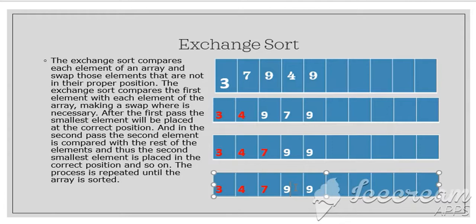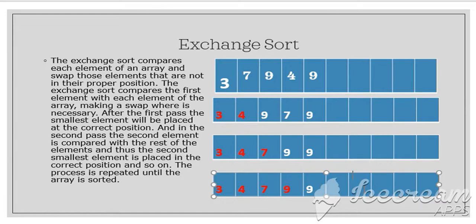Fourth element is compared with fifth element. Whether 9 is greater than 9. No, the condition is not true. So no swapping will occur. That means 9 is in the correct position. So 9 is also at the correct position. Now the array is sorted. So this is the method of exchange sort.